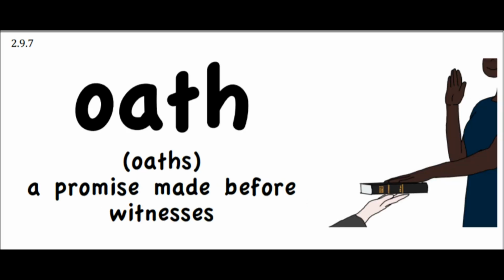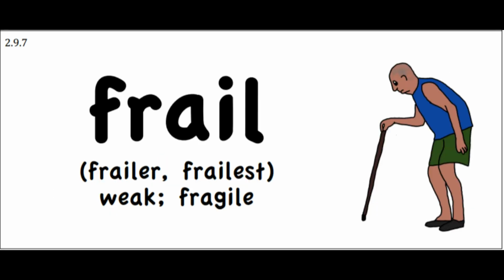Oath. An oath is a promise made before a witness. For example, before you testify in court, you must take an oath to tell the truth. Frail. If something is frail, it means that it is weak or fragile. For example, Daniel helps his frail grandfather take care of his garden.